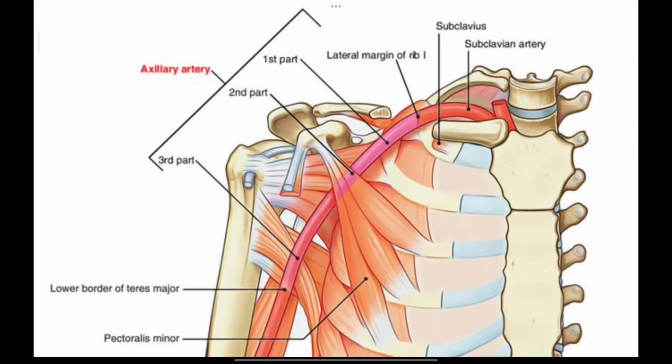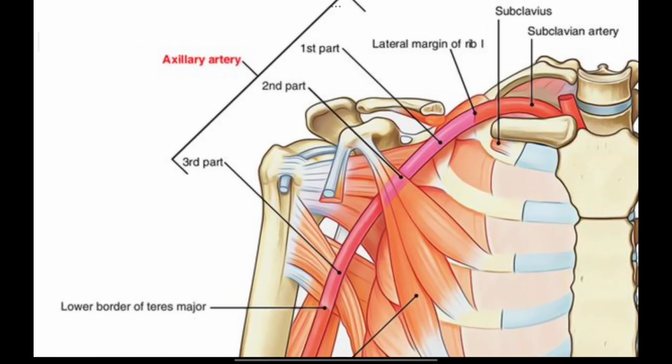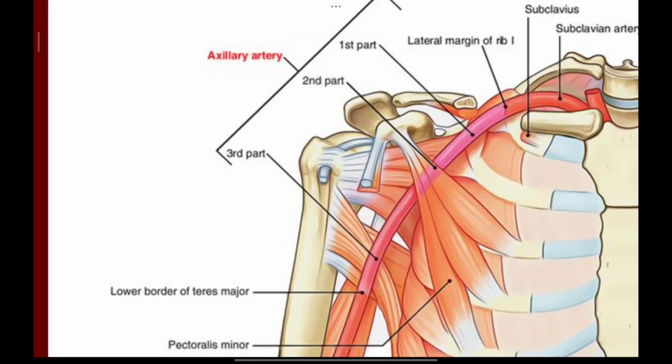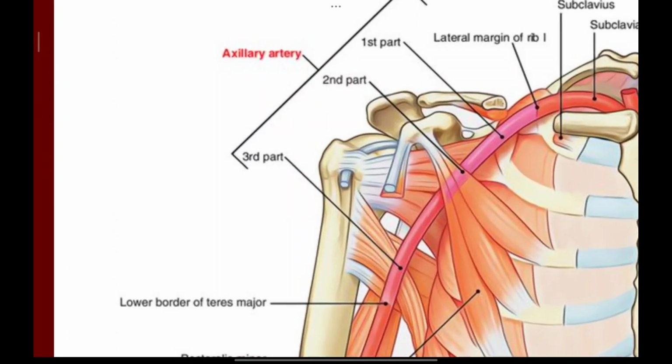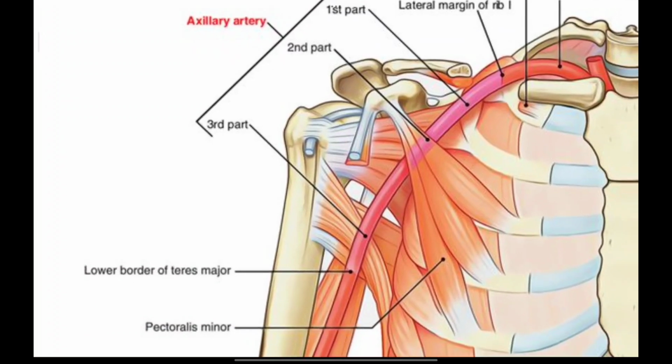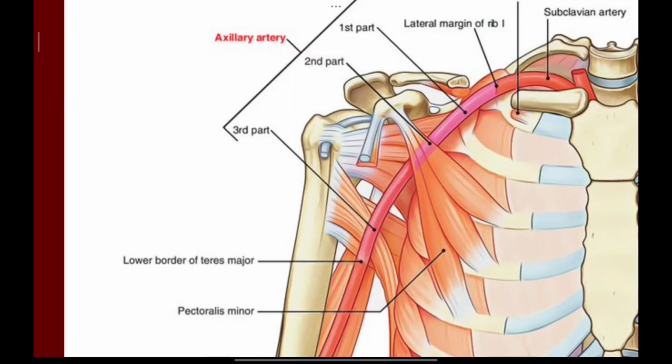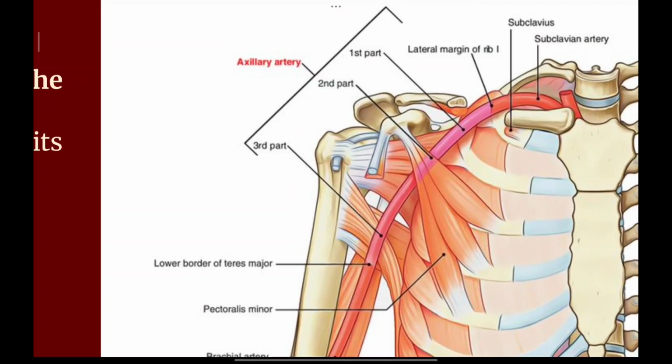At the lateral margin of the first rib you can see the lateral border of the subclavian artery. The subclavian artery is moving over the subclavius. At the junction of rib 1 there is the axillary artery. This axillary artery is divided into three parts because of the anterior scalene muscle. So there is one muscle that is running above the subclavian artery or the axillary artery. This axillary artery can be divided into three parts: the first part, second part and third part.